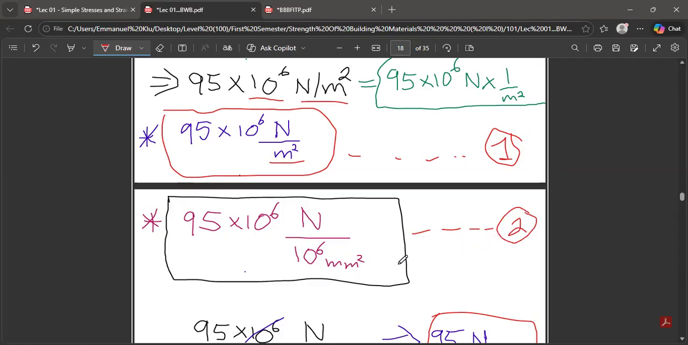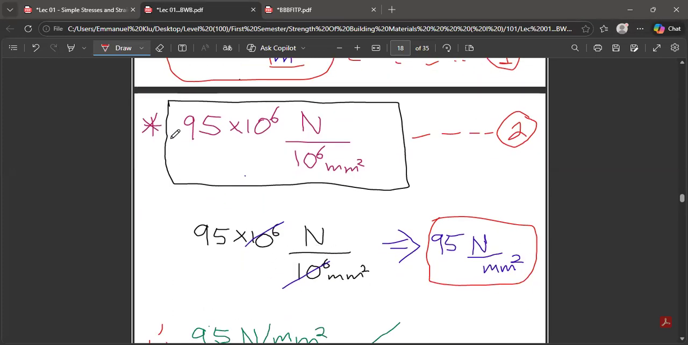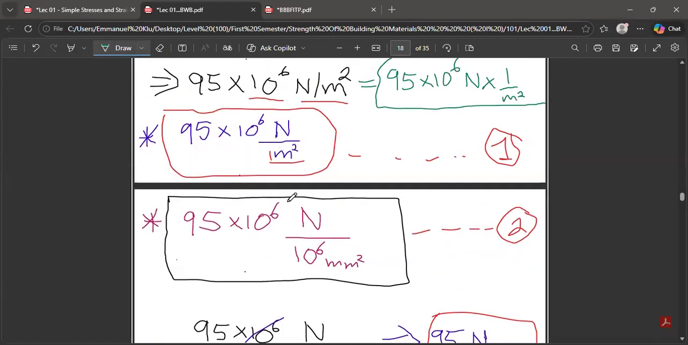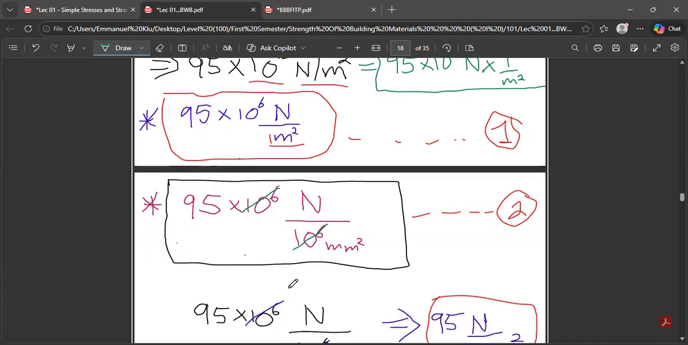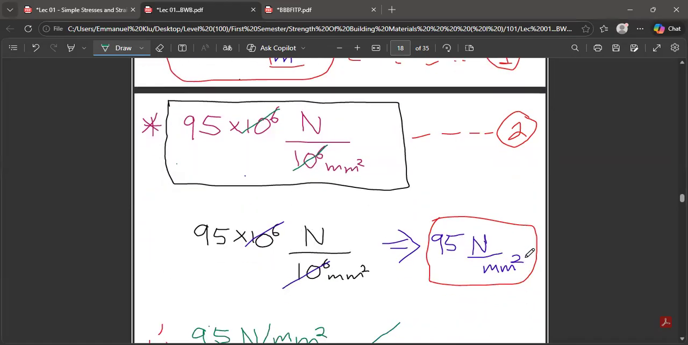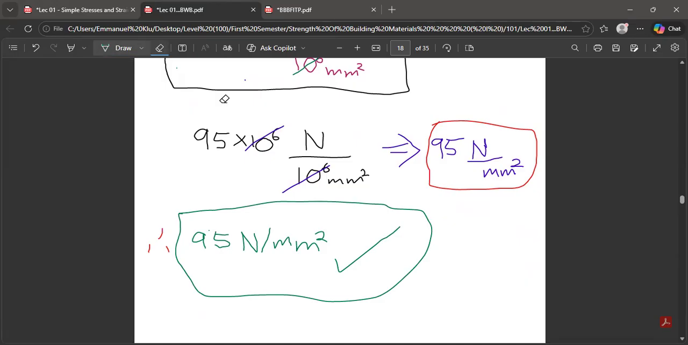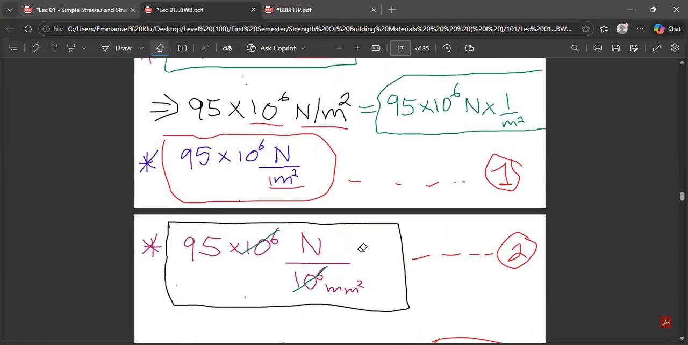Can you all see my equation 2? So in place of me writing 1 meter squared, I came to write 10 exponent 6 millimeter squared. Are you done? At the end of the day, you realize that this 10 exponent 6 can cancel this 10 exponent 6, and we are just left with 95 Newton per millimeter squared. And that is how I had this answer we are all seeing over here. Are we all okay? Or should I still throw more light on that? Yes, I'm okay.